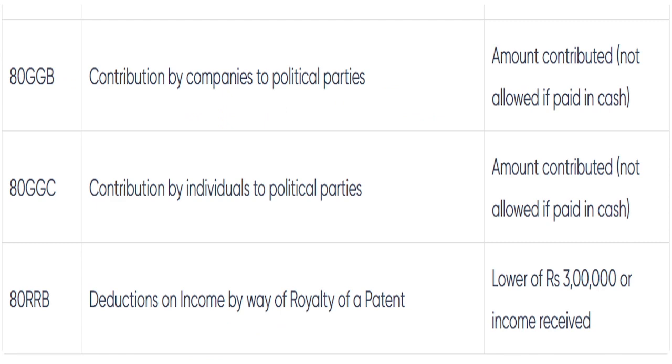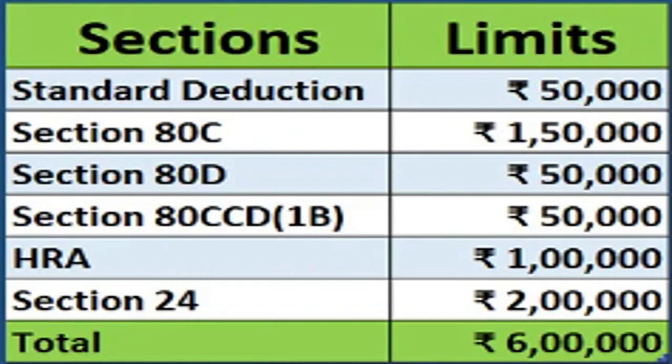Then 80GGB. 80GGB is contribution to the political parties. You also can claim 80GGC, contribution by an individual. I mean, 80GGB is any company contributing towards a political party. 80GGC is any individual taxpayer who is contributing to any political parties. They can claim. 80RRB is deduction in income by royalty of a patent or copyright. That also you can claim. So these are the simple deductions which you can claim.